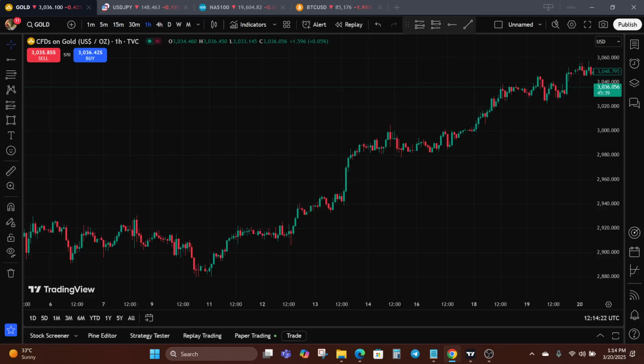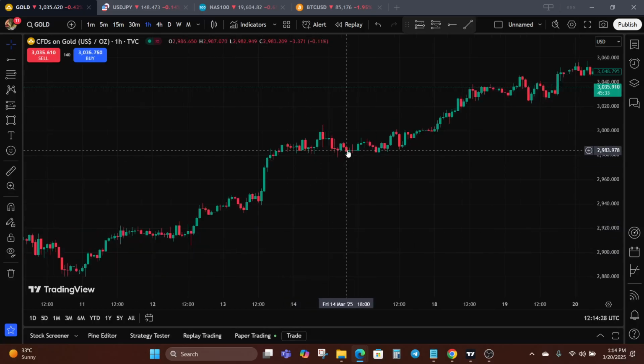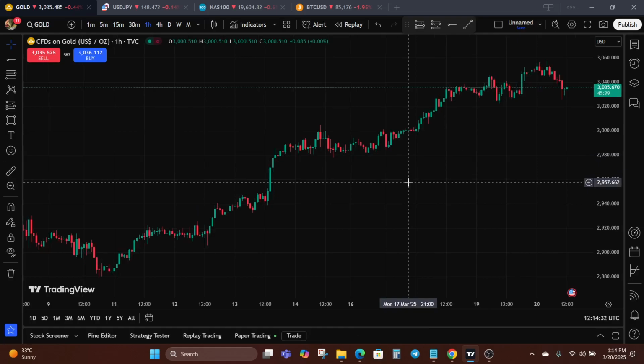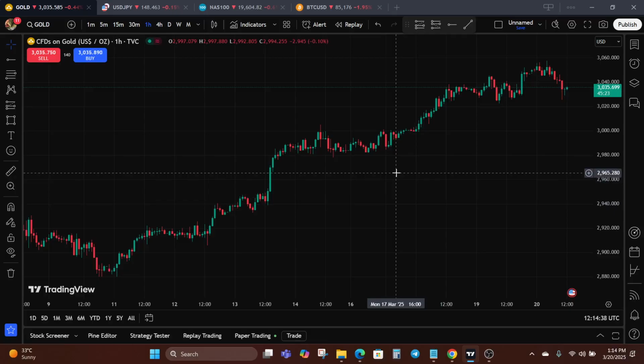Now, what is order flow trading? Order flow trading is the art of analyzing real-time buying and selling activity in the market. It's as simple as that. Instead of just looking at historical price action, it helps traders to track where liquidity is sitting, where large orders are being placed, and how price reacts to these levels.